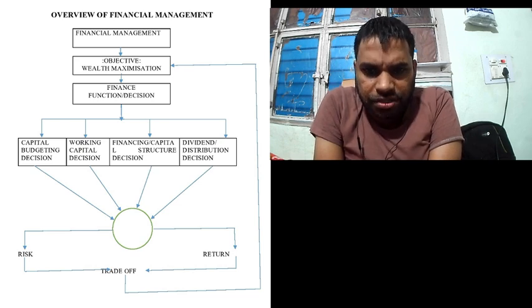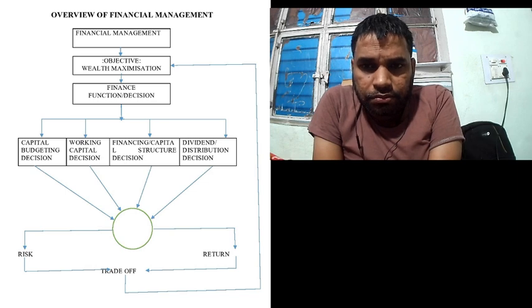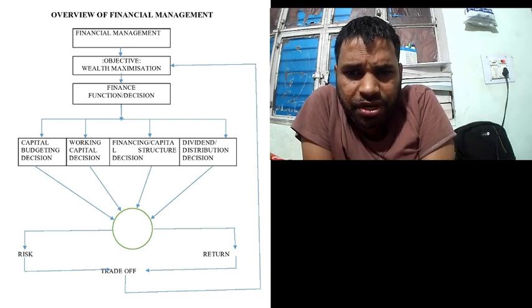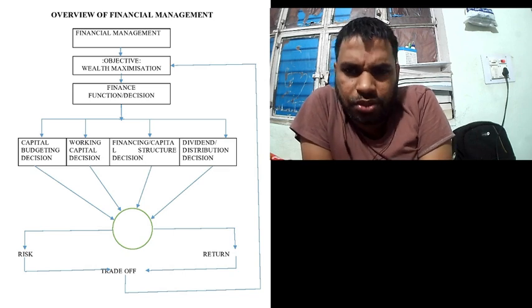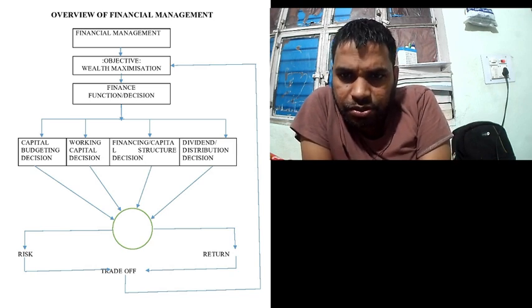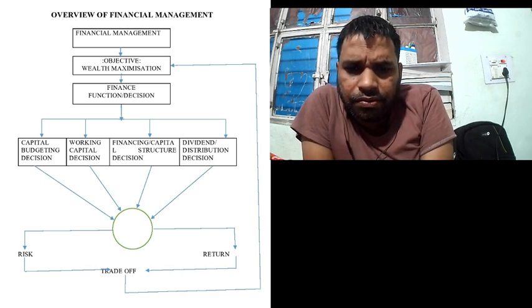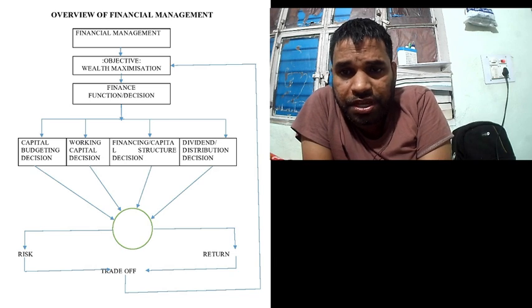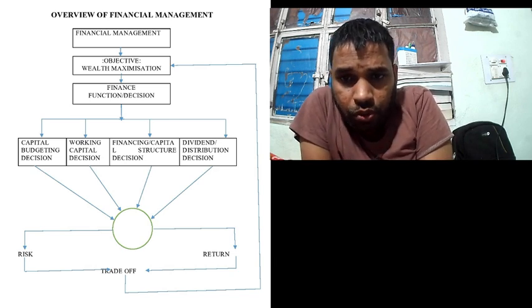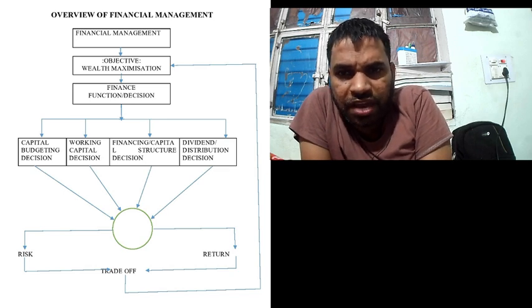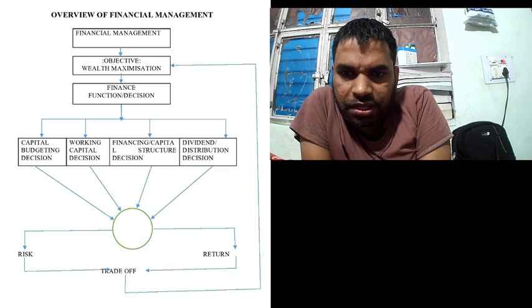And the last function is the dividend distribution decision. The question may arise that if profit has been earned, then it should be distributed to the equity holders, the owners of the business. But let me tell you, my friend, why we have to take a decision regarding distribution of dividend. Whenever profit is earned, there is a dilemma before the management, whether the profit should be given to the equity holders or the owners, or it should be retained in the business to invest in other profitable investment opportunities. So they have two options: either retain the profit in the business so that it can be used in other projects, or distribute it among the shareholders.